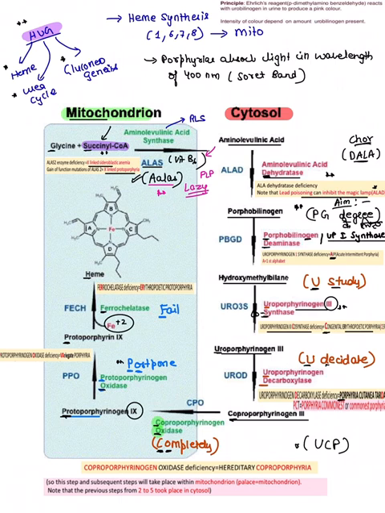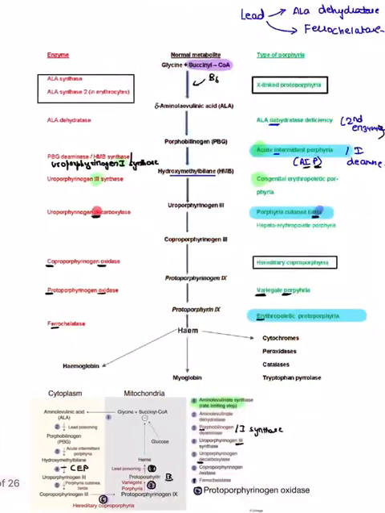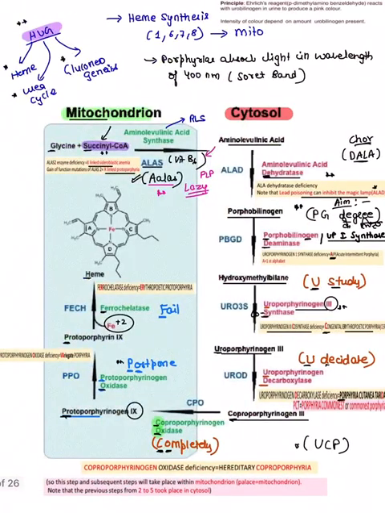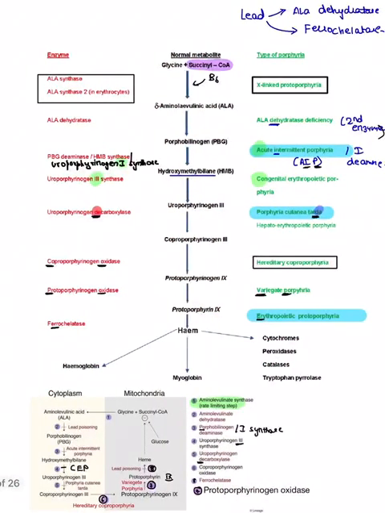Now coming on, guys, to aminolevulinic acid dehydratase, guys. If you talk about this enzyme, this enzyme is inhibited by lead, guys. Remember these two important things. Lead inhibits two enzymes, guys, that is ALA dehydratase and ferrochelatase. Lead inhibits both of these enzymes. So this is important, guys.